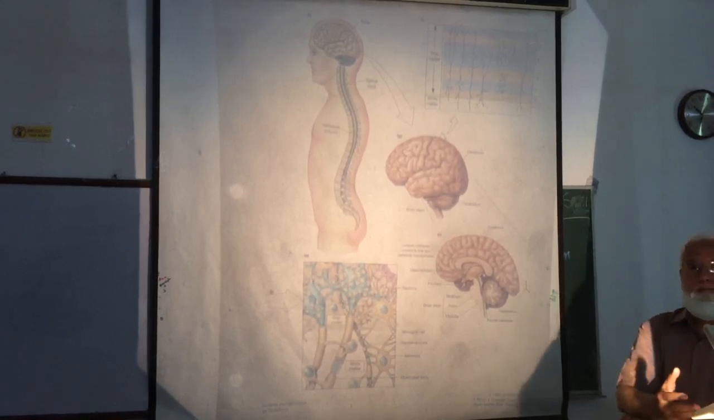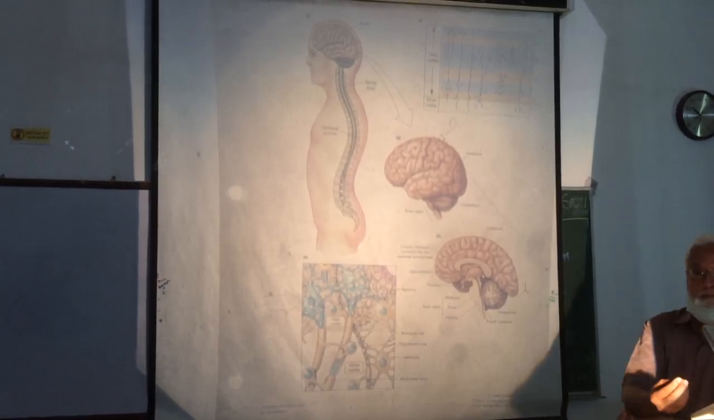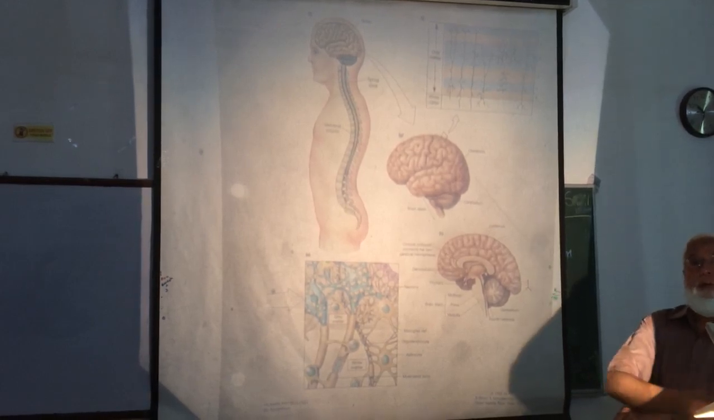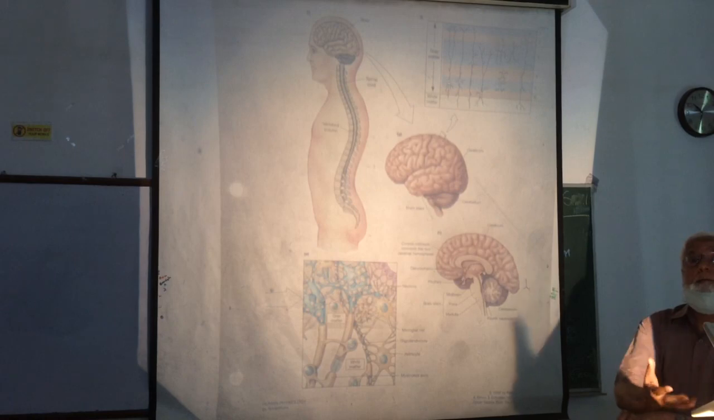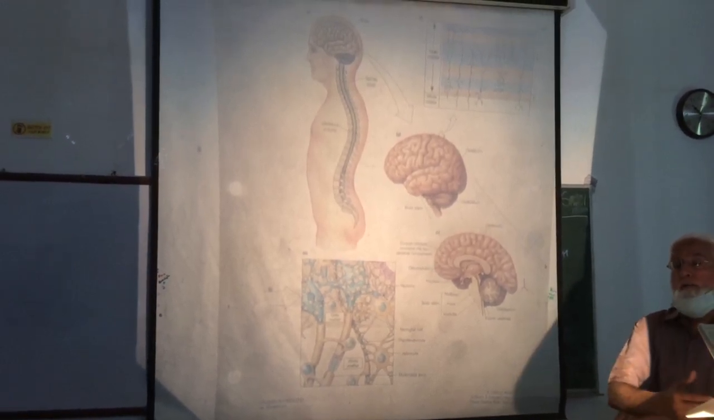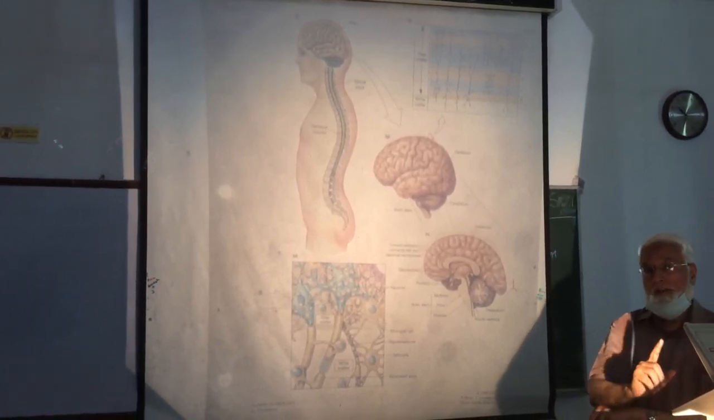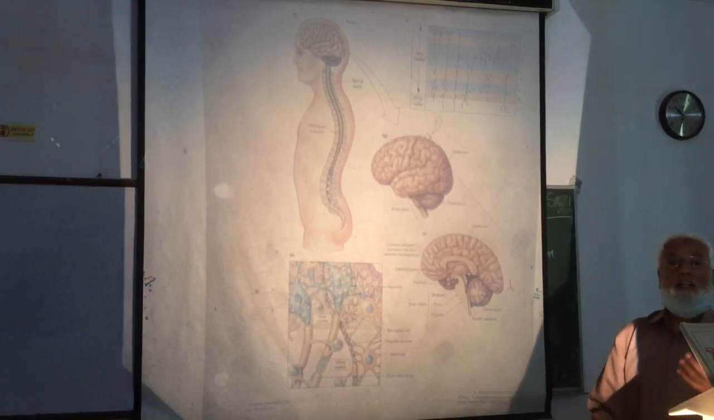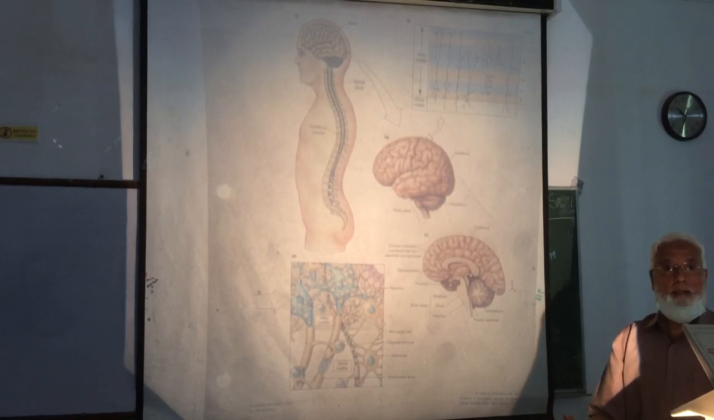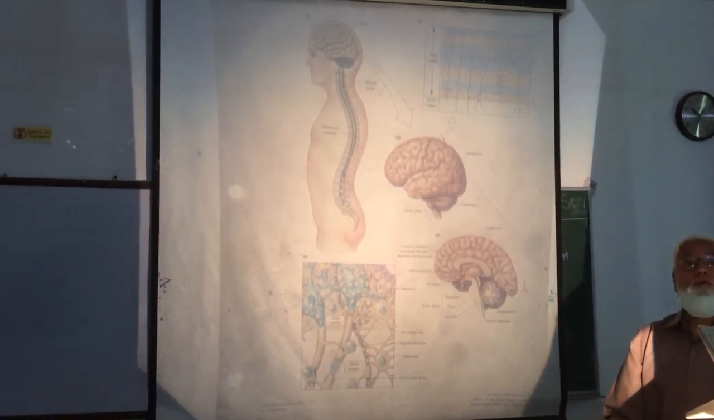The forebrain consists of the cerebrum, which is also called the telencephalon, the major part of the forebrain, and the other part of the forebrain is diencephalon. So these are the conventional parts of the brain: rhombencephalon, the hindbrain, mesencephalon, the midbrain, and the forebrain, the prosencephalon.